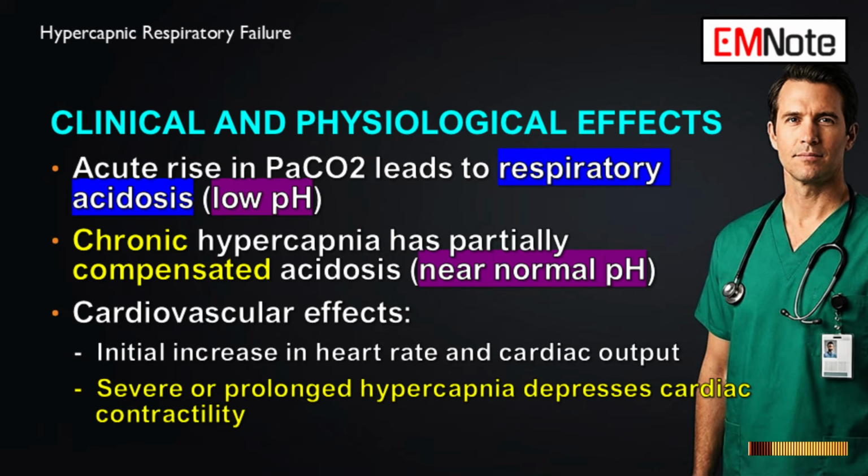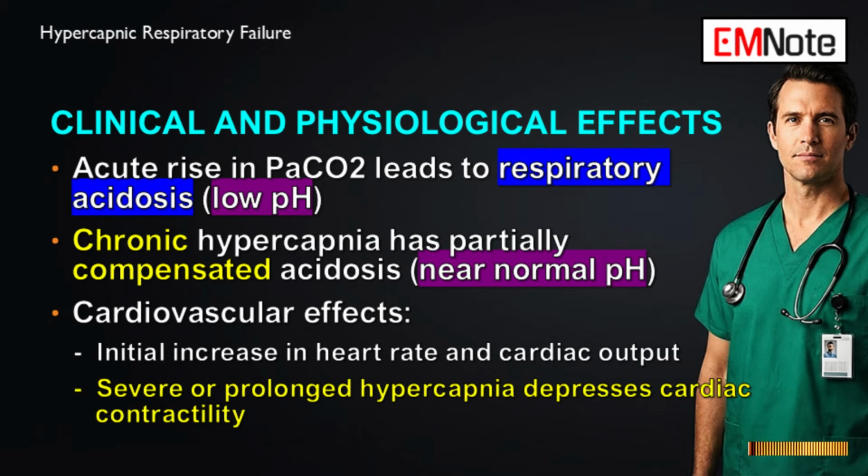That takes hours, sometimes days to really get going. So in acute failure, there's no backup. A small rise in PaCO2 can send the pH plummeting below 7.20. How does that compare to, say, a patient with end-stage COPD who lives with high CO2? It's a completely different picture.